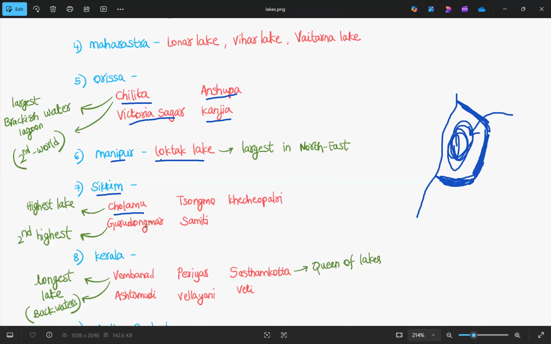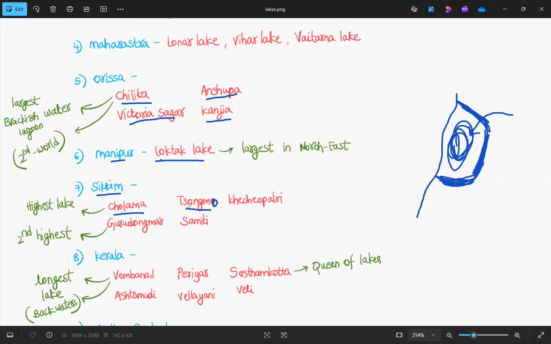And the next one is Guru Dongmar. This is the second highest lake. It is less than Cholamu by approximately 400 feet. It is around 17,100, whereas Cholamu is 17,487. Guru Dongmar is the second highest lake in India. And the next one is Songmo.